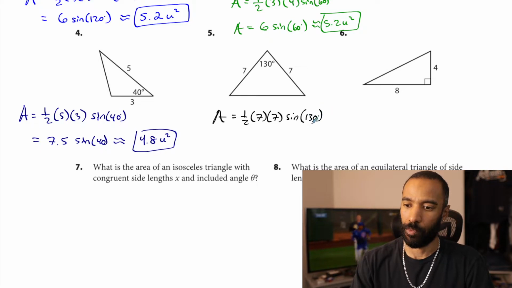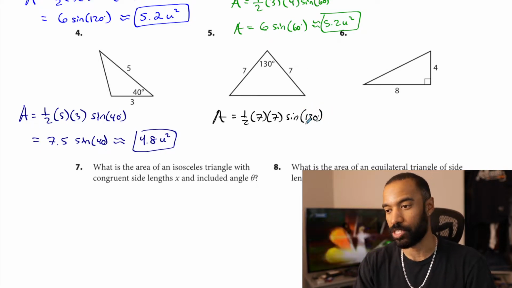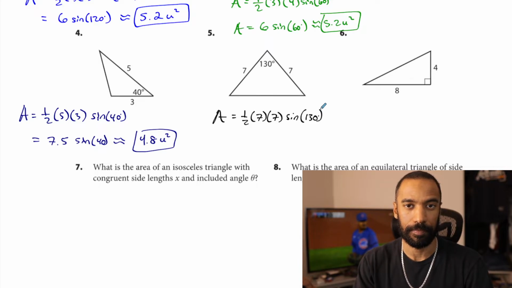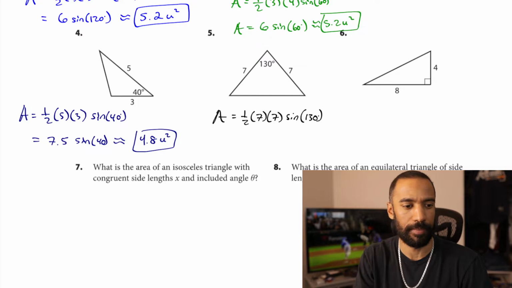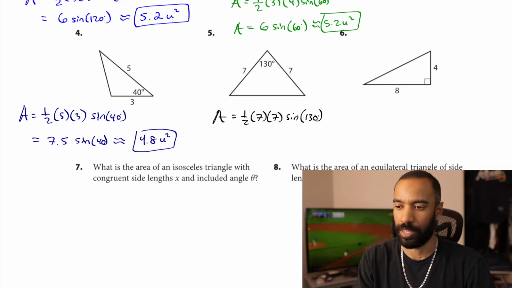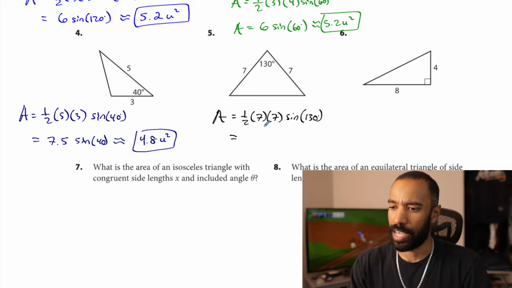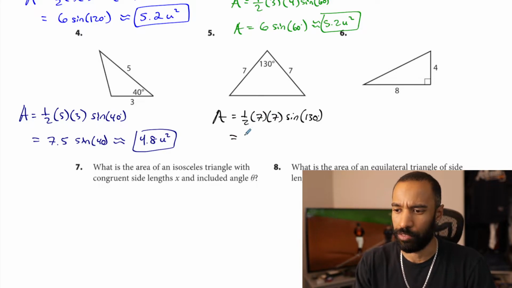Now remember, 130 being an obtuse angle means its supplement would give the same value. The sine of 130 and the sine of 50 are actually the same value. That doesn't really matter for this problem, but I just wanted to let you know that that would work. That would be exactly, what's half of 49 here? 24.5.